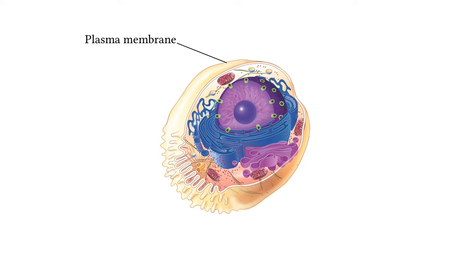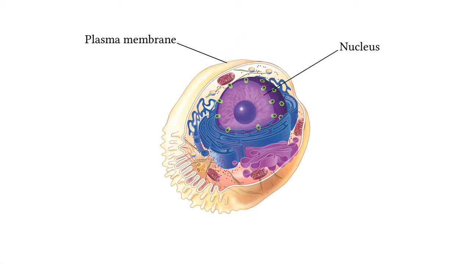The first cell component is the plasma membrane. It is the boundary of the cell, holding all the materials inside and controlling the entrance and exit of materials. The plasma membrane has receptors on its surface that behave like gatekeepers, controlling the entrance and exit of substances.